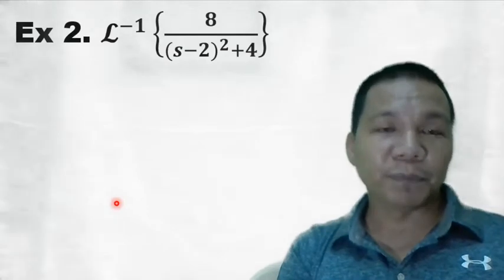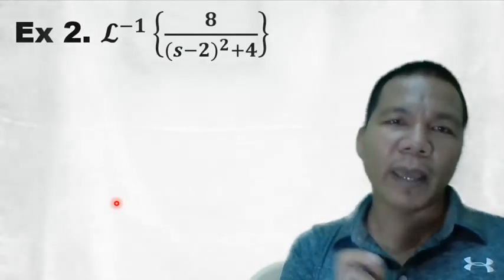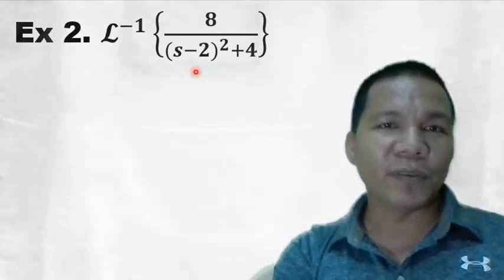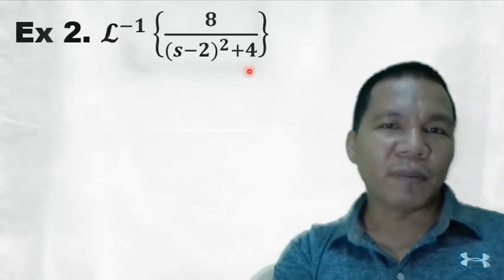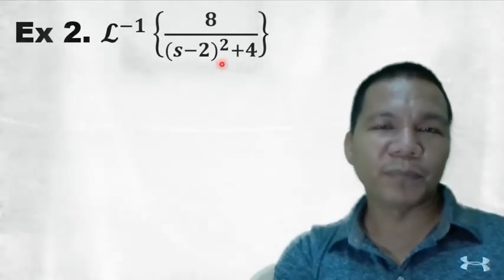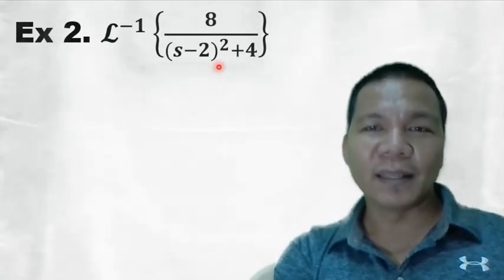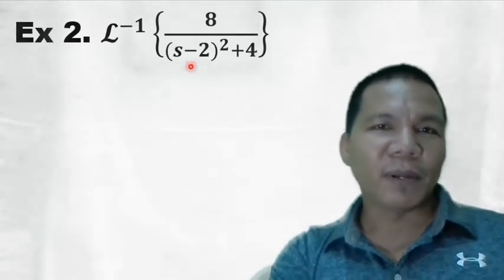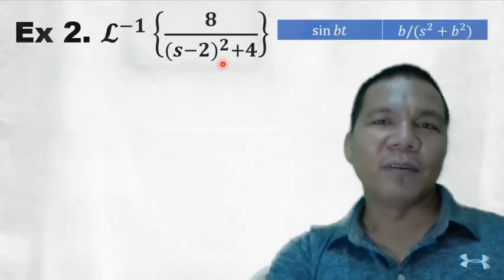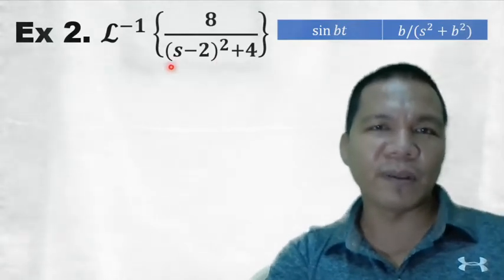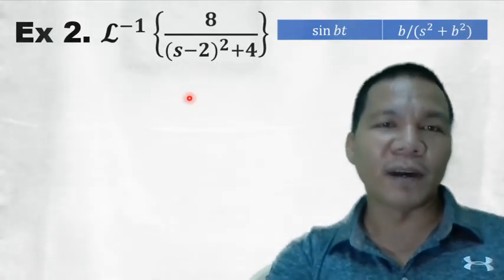Okay, let's proceed with our next example. Supposing I have here the inverse Laplace transform of 8 all over s minus 2 squared plus 4. Take note, s minus 2 quantity squared here plus 4 resembles the function of what? Right, sine function. So the Laplace transform of sine is, if you can still recall, the Laplace transform for sine bt is equal to b all over s squared plus b squared, correct? So it resembles the sine function.